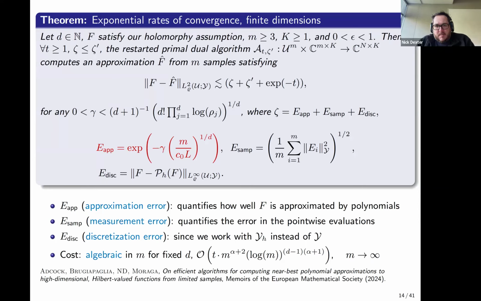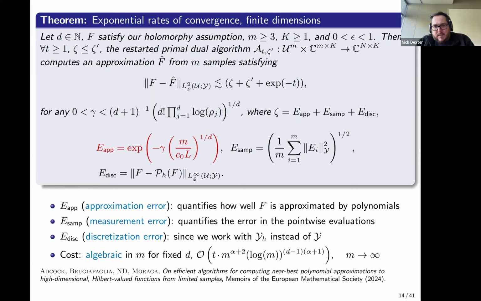zeta plus zeta prime plus e to the minus t, for any gamma between 0 and ((d+1)^{-1} d! times the product of the rho_j's) to the power 1 over d. The rho_j's come from the earlier assumption about the holomorphy of the problem. And zeta here is the approximation error, the sampling error, and the discretization error. And these are given here. You can see the approximation error is decaying exponentially quickly in m. There's also this 1 over d factor showing that the convergence is impacted by the dimension as well.